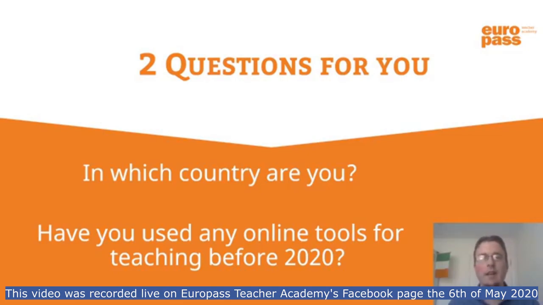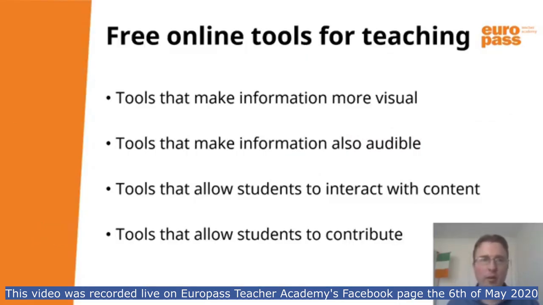Now, as I said before, today we are talking about free online tools for teaching, and what does that include? It's certainly more than just having a Zoom or a Skype meeting. There are many, many tools out there that can make information more visual. You can find tools on the internet where you can connect text with images. This is very important because for students to be engaged, now that they're not in class but at home with millions of other distractions, it's important that you give them not just text, but also images. The more you can link up the images with the text, the better, because the brain gets easily distracted.